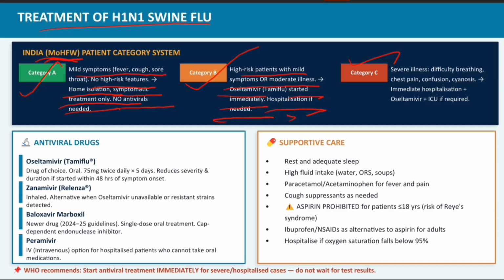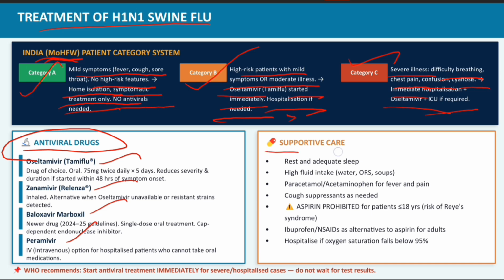And the third category, Category C, is severe illness. This includes difficulty in breathing, chest pain, confusion. These patients need immediate hospitalization. Oseltamivir treatment is needed for these patients, and possibly ICU. These are the antiviral drugs: Oseltamivir, this is the main one, Zanamivir, Baloxavir Marboxil, and Peramivir. So these are the antiviral drugs.